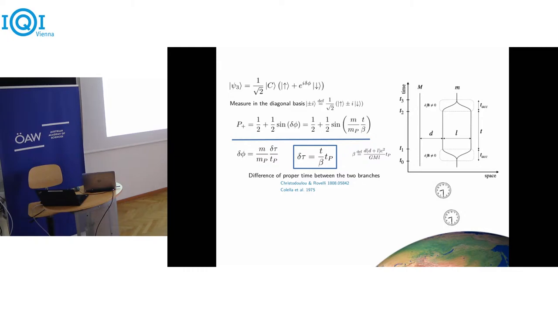You may notice that the experimental setup is very similar to the COW experiment, which has nothing to do with cows, just the initials of the authors, Colella and two others, I can't remember the names. And what they did was the actual experiment of measuring this relative phase when the source was not such a small mass, but the Earth. And they have shown that it was possible to create such a relative phase with the Earth generating a gravitational field. So this delta tau is really the difference between the two proper times. And it can be very, very small.